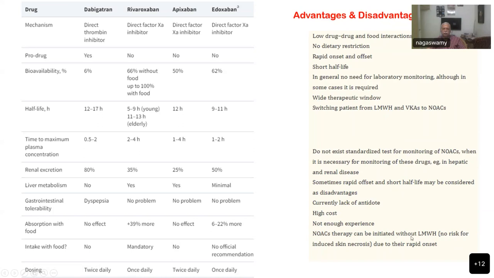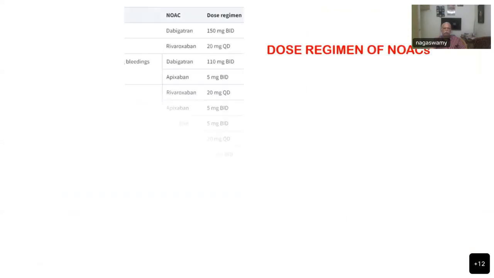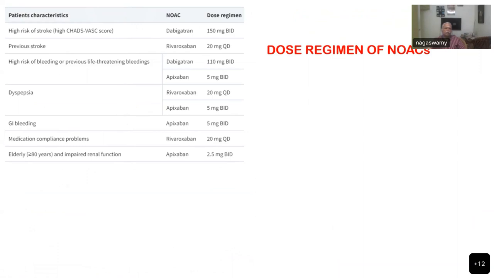Therapy can be initiated without low molecular weight heparin. No risk of induced skin necrosis due to their rapid onset. So all these are the advantages. Coming to the dose regimen, for a high-risk stroke patient, dabigatran 150 mg BD.